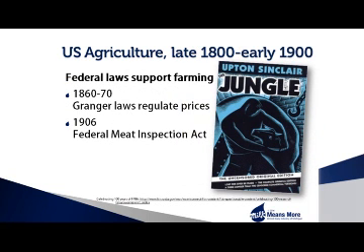Examples include, in 1860 to 70, the Granger Laws regulated prices railroads and grain elevator companies charged farmers. In 1906, publication of Upton Sinclair's The Jungle exposed the horrific, unsanitary conditions in the Chicago meatpacking industry. This book precipitated passage of the Federal Meat Inspection Act. Other federal laws supported American agriculture indirectly.